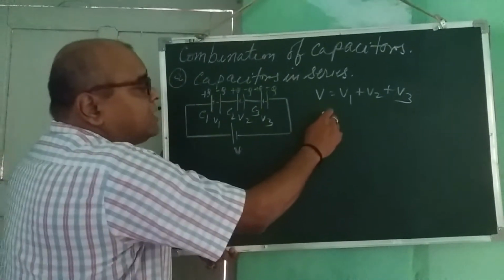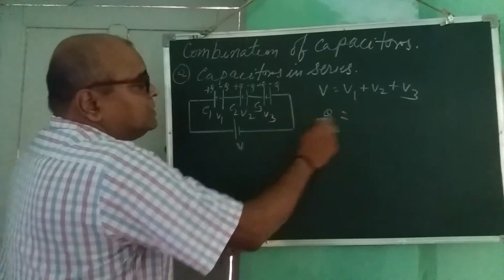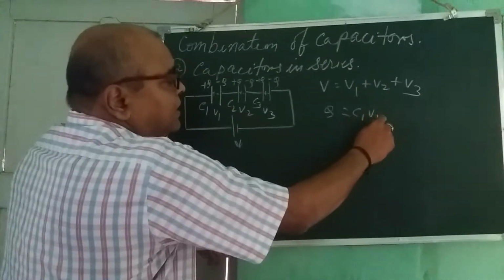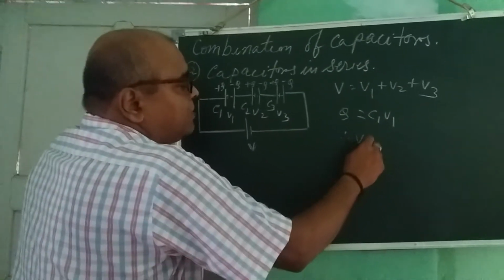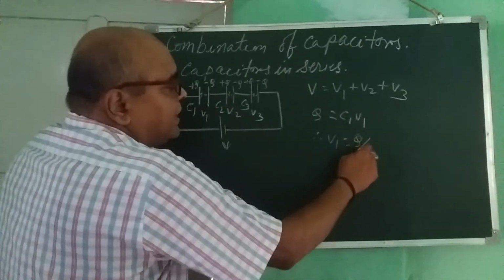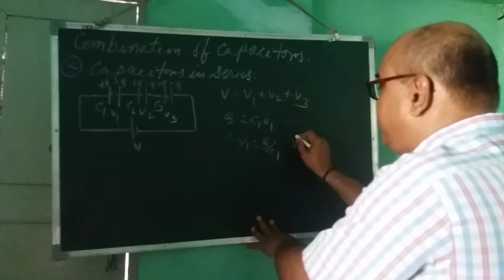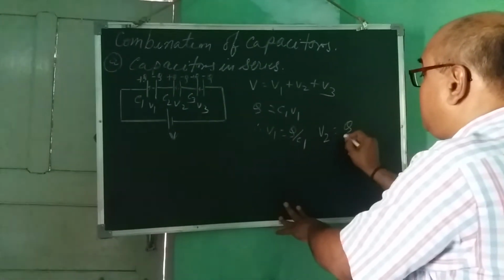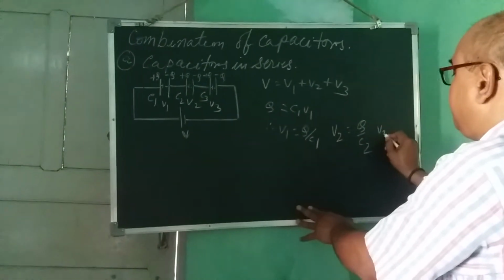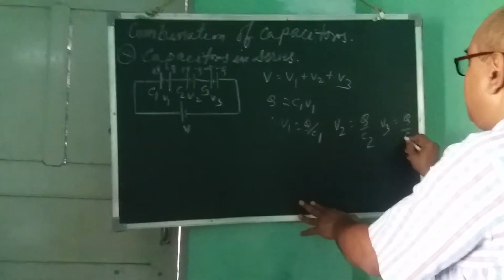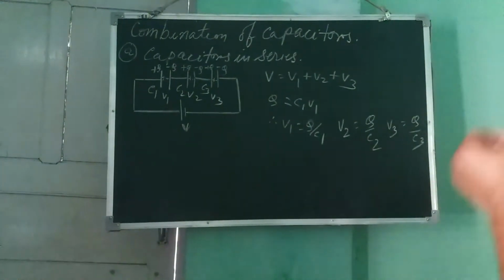Now Q is equal to C1 V1. Therefore V1 is equal to Q by C1. V2 is equal to Q by C2, and V3 is equal to Q by C3.